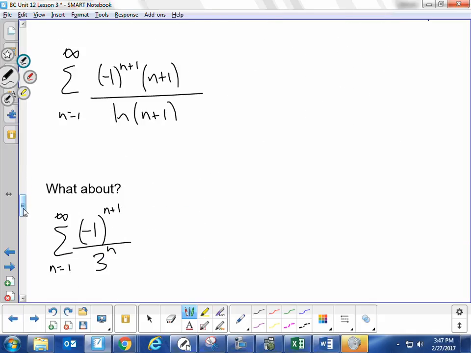Same thing could be stated for this one. We've got n plus 1 over log of n plus 1. In this situation, we would say no, but by the nth term test, the limit as n approaches infinity would approach infinity. N plus 1 will be growing faster than the log of n plus 1. So no. Okay.